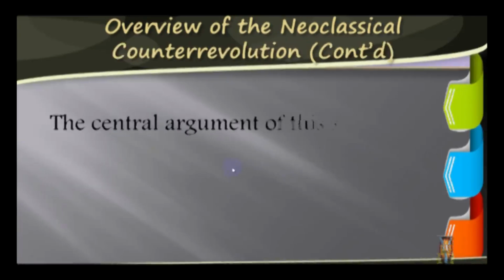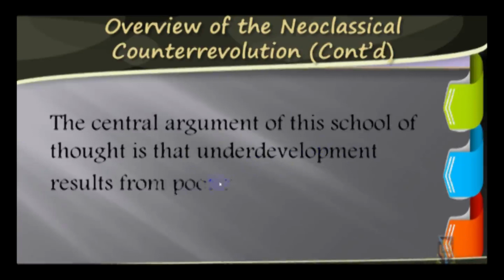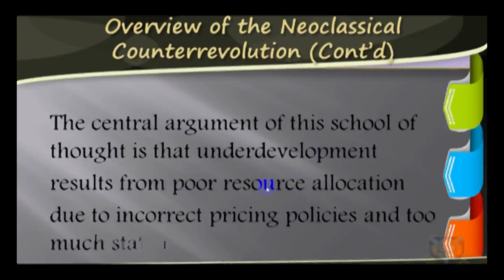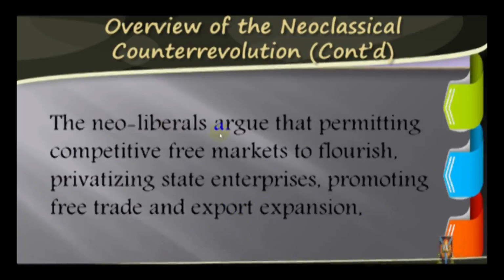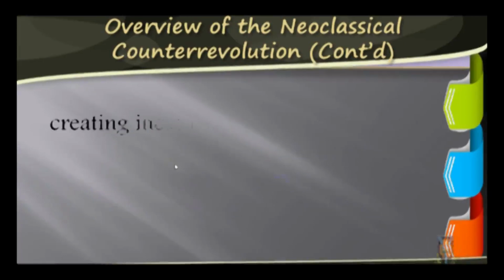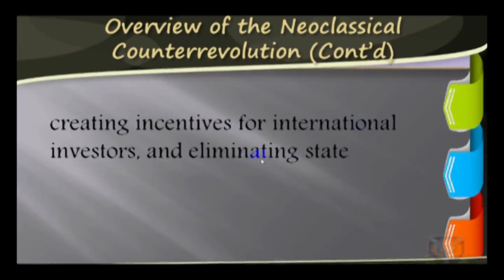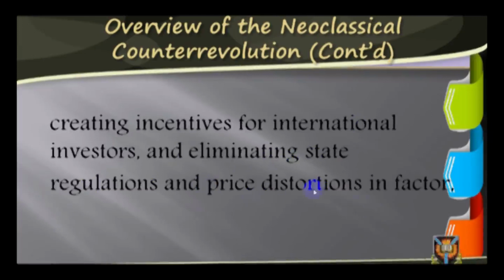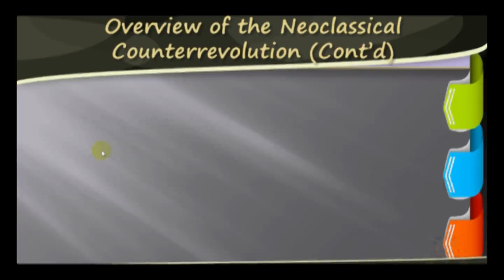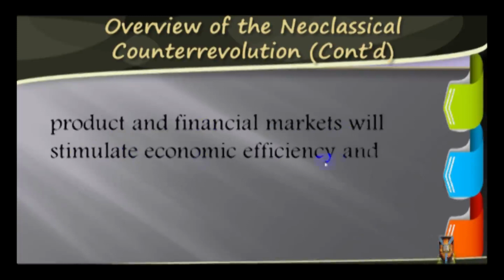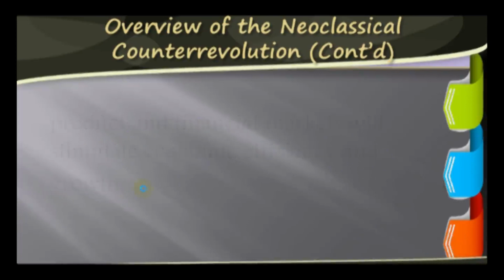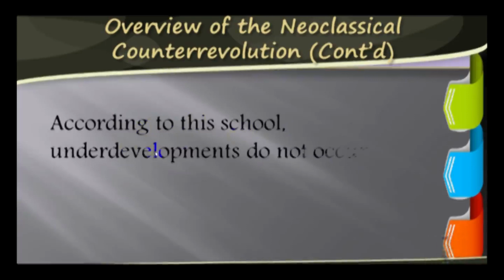The central argument of this school of thought is that underdevelopment results from poor resource allocation due to incorrect pricing policies and too much state intervention. The neoliberal argues that permitting competitive free markets to flourish, privatizing the state enterprises, promoting free trade and export expansion, creating incentives for international investors, and eliminating state regulations and price distortions in factor, product, and financial markets will stimulate economic efficiency and growth. Both economic efficiency and growth will be stimulated.